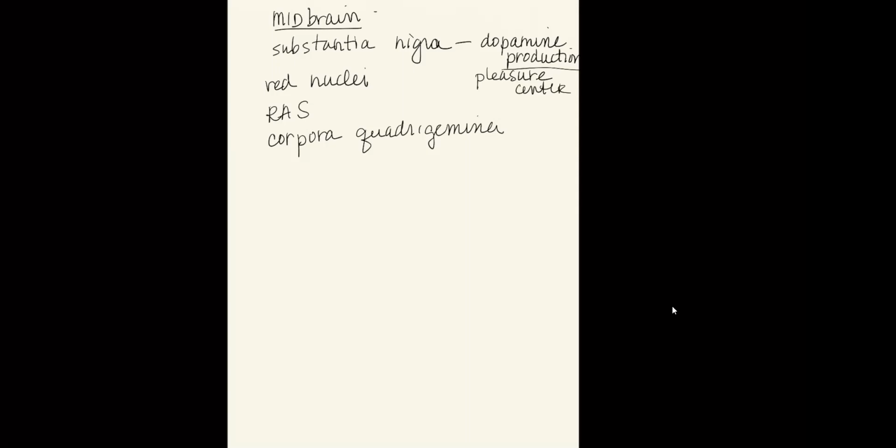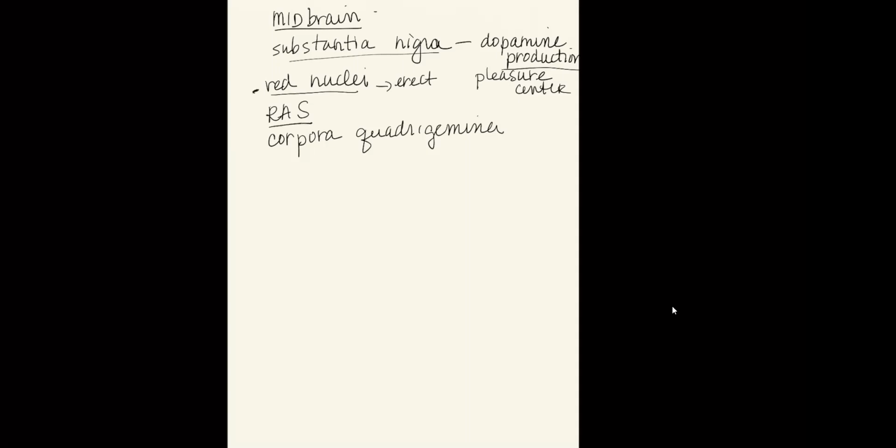It has to do with how you stay erect, and it also has to do with, now I'm messing up. Which is the one that has to do with how you move? That must be the pons. The pons has the breathing and regulation. Okay, so just go with that. So just do substantia nigra, dopamine, pleasure center. The red nuclei I don't usually talk about very much.